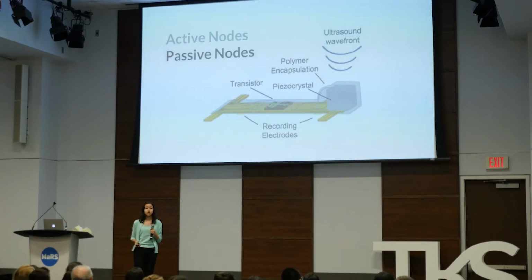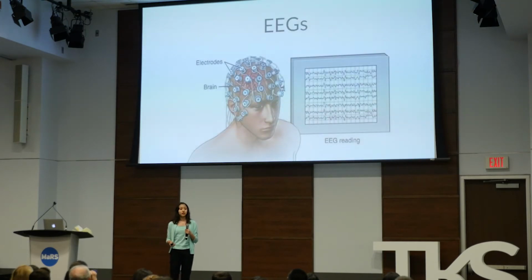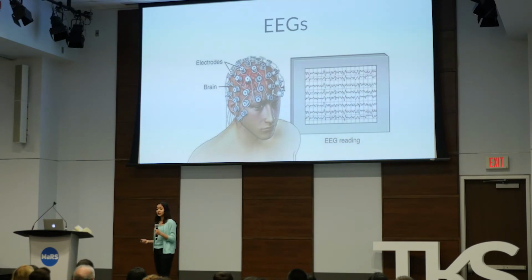Then we also have passive nodes, which are very similar. However, their main job is to just reflect this signal, so that it can reach all parts of your brain where the neural dust is, and it's able to send all this information from the active nodes back to the interrogator itself so that you can have all of this data. But this method is invasive, and so it's a lot harder to work with because you need to actually have surgery. However, we have another method called electroencephalograms, which is a non-invasive method of recording your brain signals.